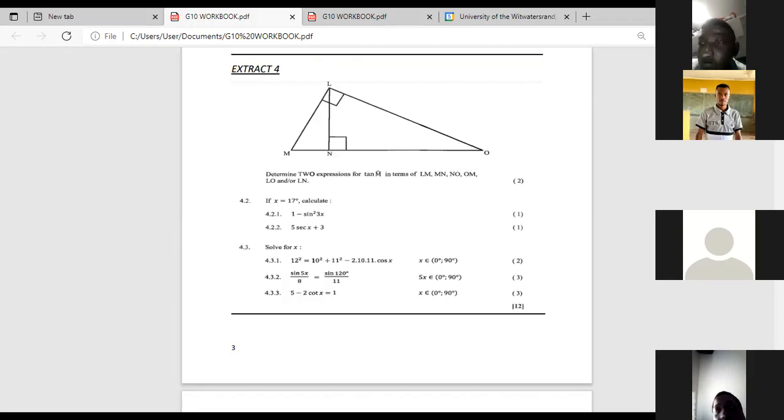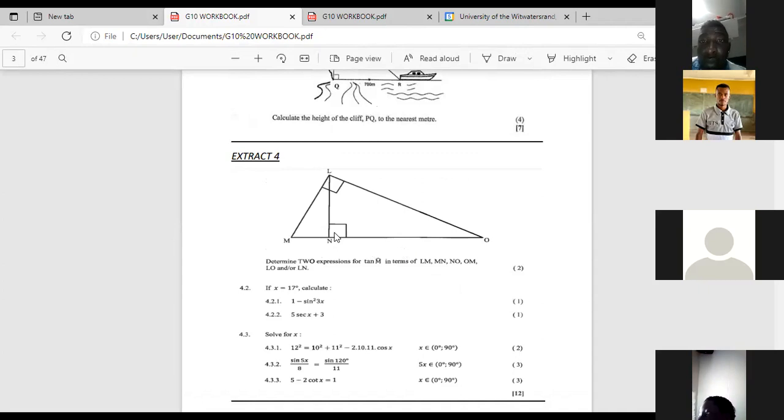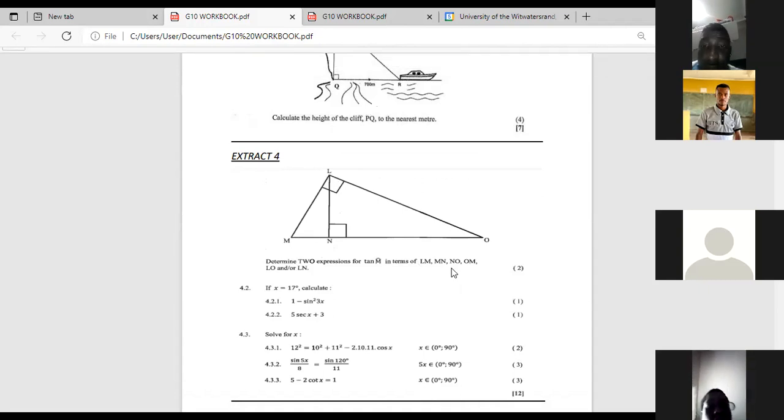Can we all see it? Yes, you can. Fine. So it says determine the expression for tan M in terms of LM, MN, NO, OM, or LN. So any of the 5, right? Here's LM, LN. So it's all of those sides, right? So we have to express tan M.